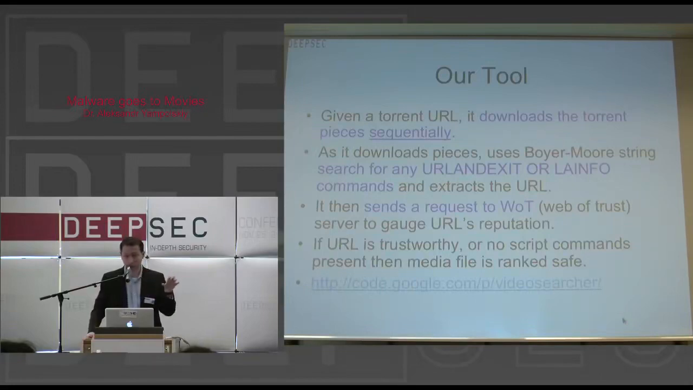It's going to be slower because it's not going to download random pieces. It's going to download piece number 1, number 2, number 3, etc. But after you tweak that, the rest of the change is very easy. You tweak the download to be sequential, and then you just use a basic string search, Boyer-Moore string search, to look for any URL and exit or LA info commands.